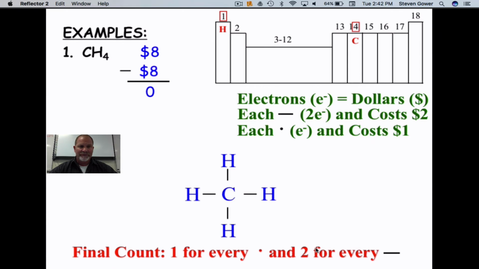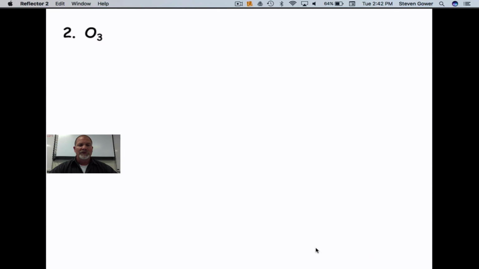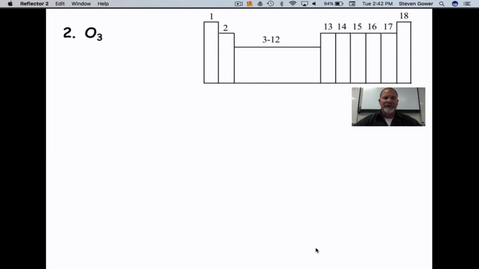We go on to ozone, O3. Again, step 1, my total. Oxygen's in group 16. I have 3 of them. That gives me 18 total to work with. So I put my oxygen central, and the skeleton is my next step. So I buy double bonds. I bought 2. It cost me $4. So I pause. I have $14 remaining.